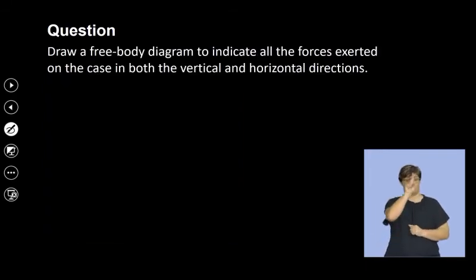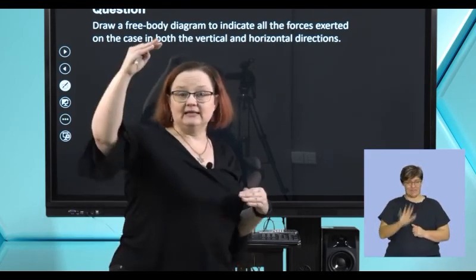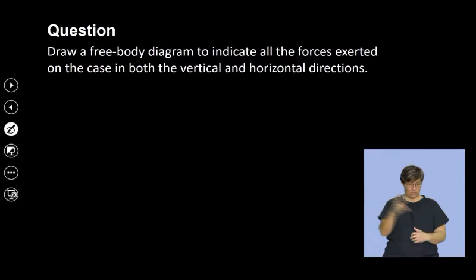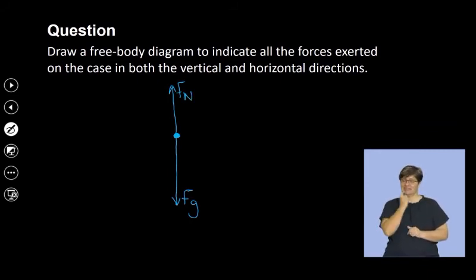First question, draw a free body diagram. Free body diagram means a dot, to indicate all the forces exerted on the case in both the vertical and horizontal directions. Now, this is a different type of question for you, because I don't want the 35, because that's at an angle. I want the other forces. So let's start with the easy ones. First of all, we have the dot. It's going to be FG, vertically down. Because there's gravity, there's going to be the normal force. That's easy. There's friction.